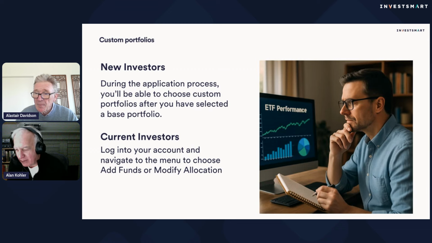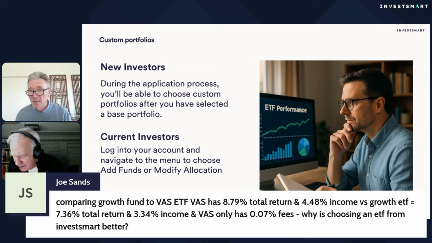The questions are slowing up, but Joe says, comparing growth funds to VAS ETF, VAS has 8.79% total return and 4.48% income versus growth ETF. Why is choosing an ETF from InvestSMART better than that? And the VAS has 0.07% fees.